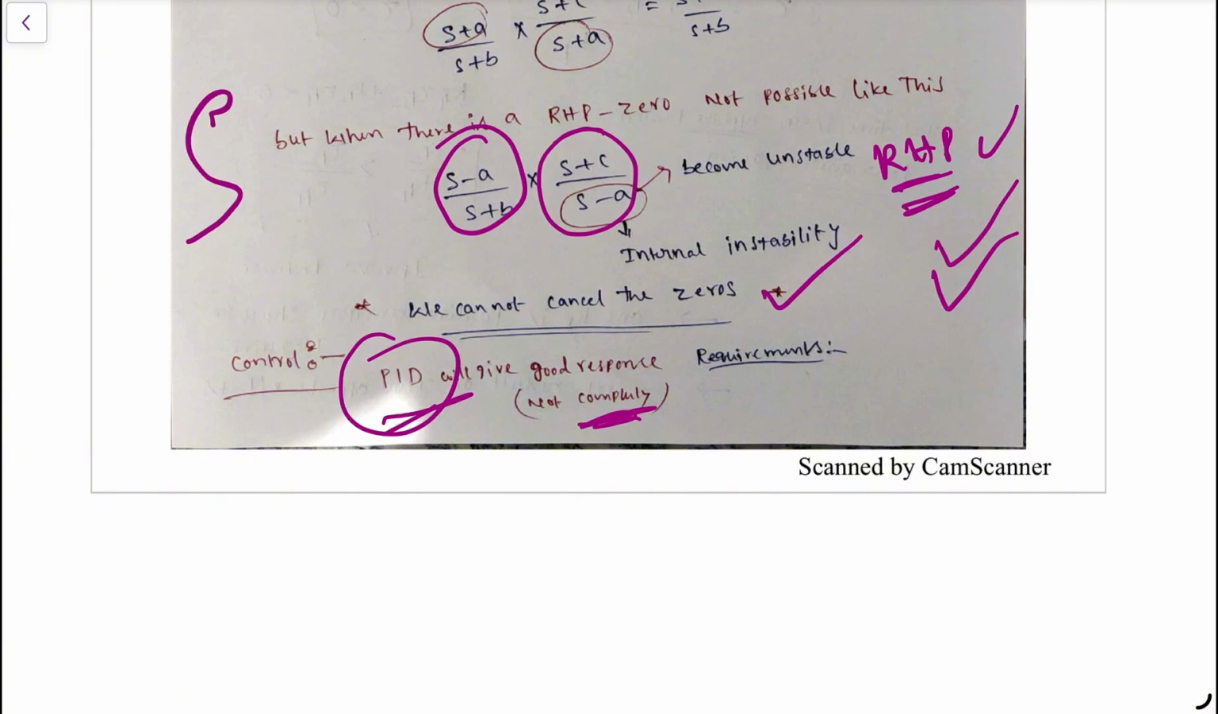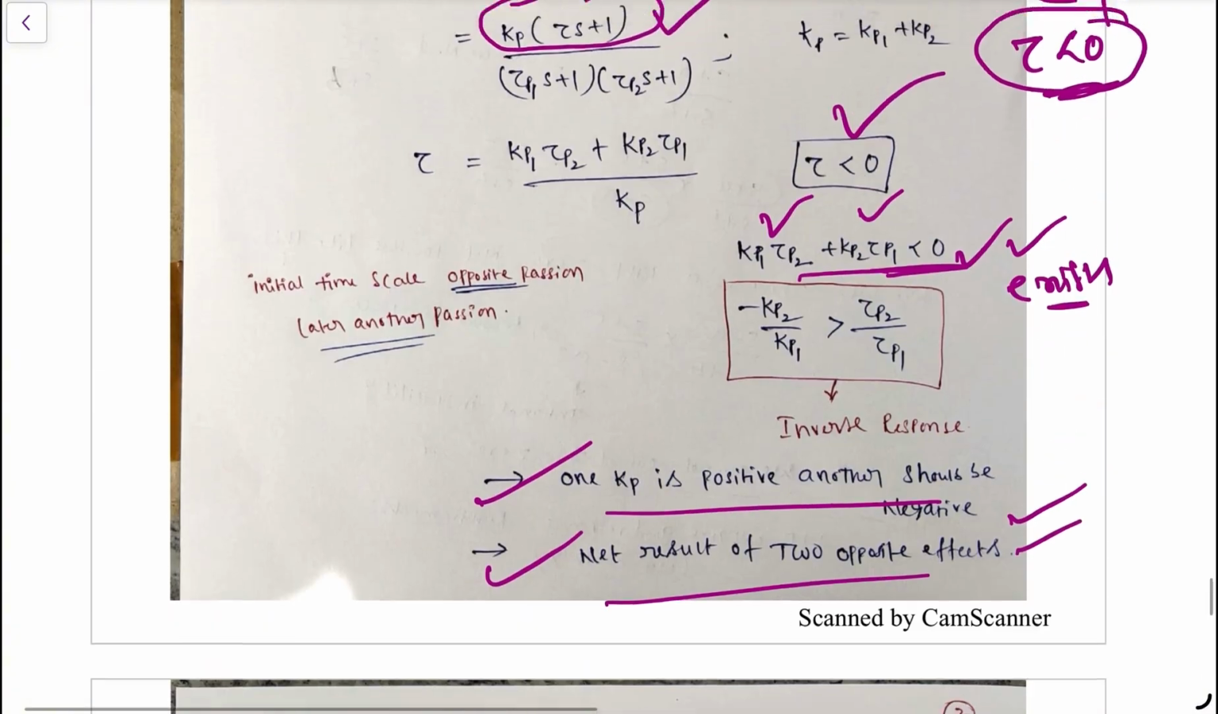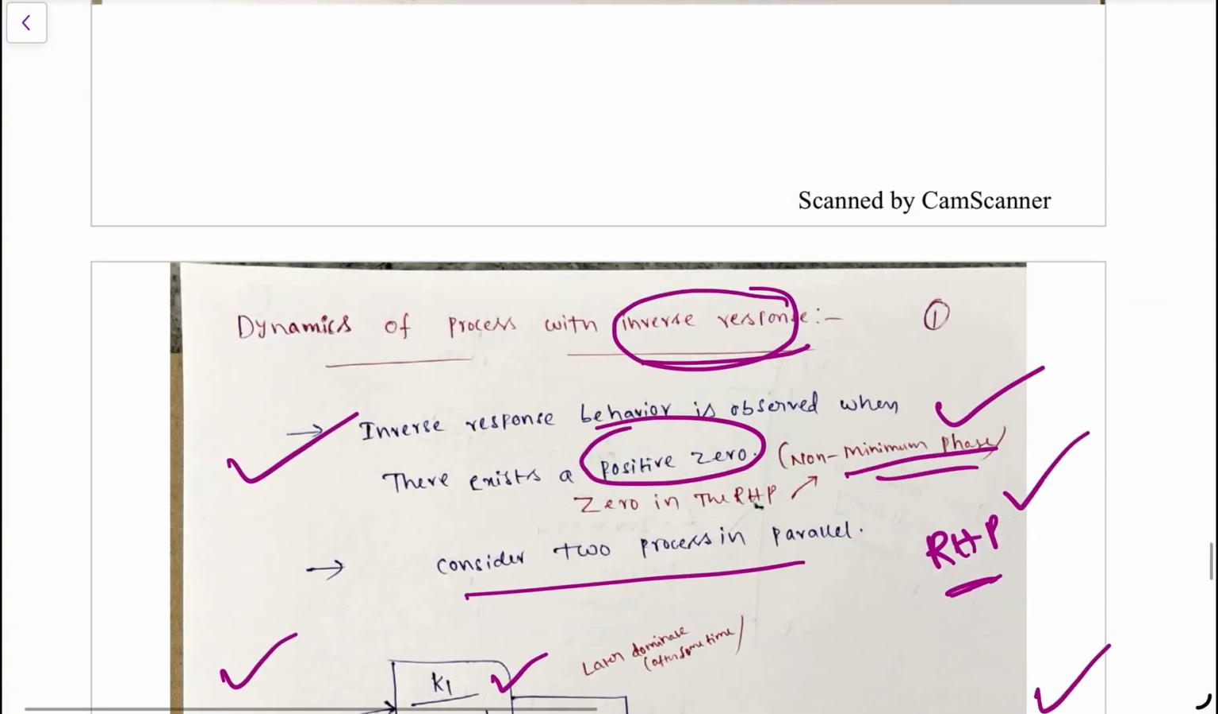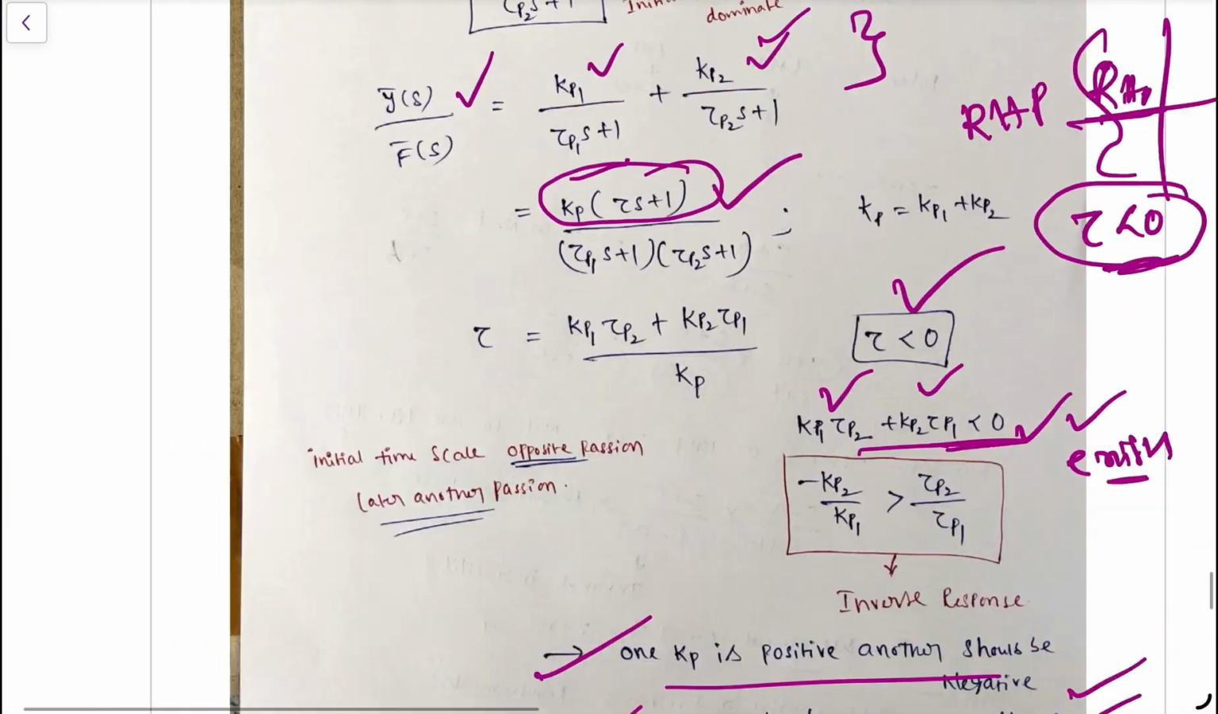So this inverse response occurs due to two competing dynamic paths of opposite sign. They create a right half plane zero, causing initial wrong-way movement and control difficulty. So this is the inverse response concept, as well as the mathematical representation.